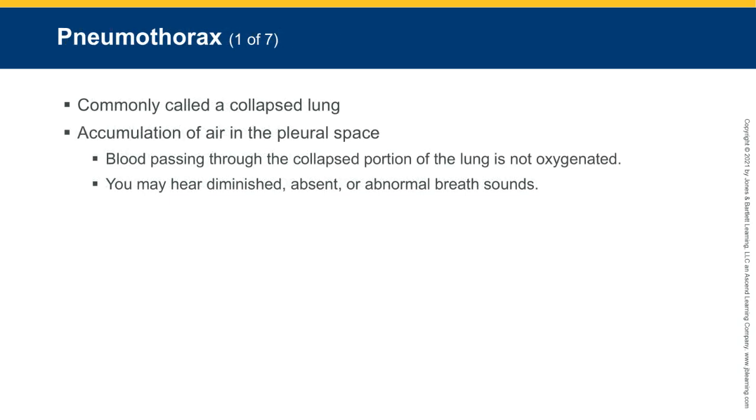Pneumothorax, commonly called a collapsed lung, occurs when air accumulates in the pleural space, preventing lung expansion. Blood passing through the collapsed area is not oxygenated, leading to respiratory distress.